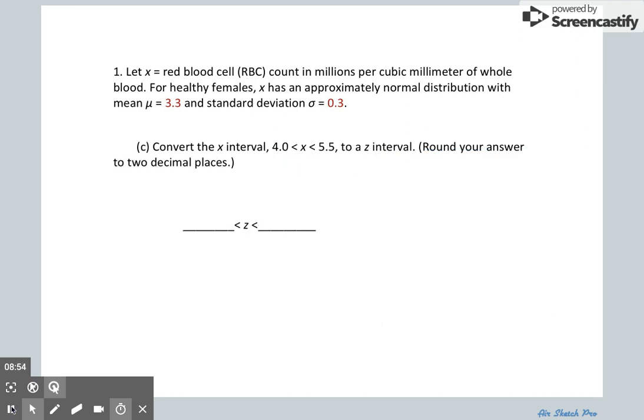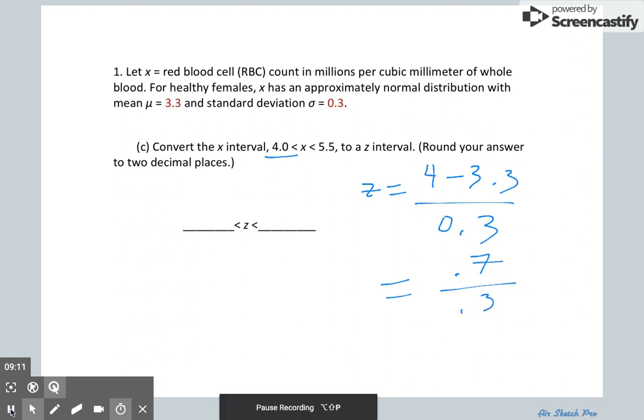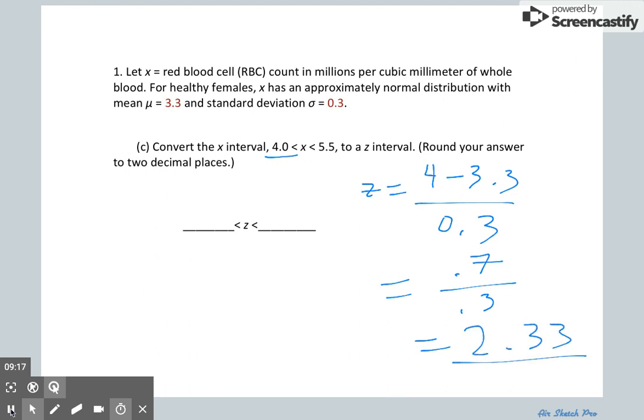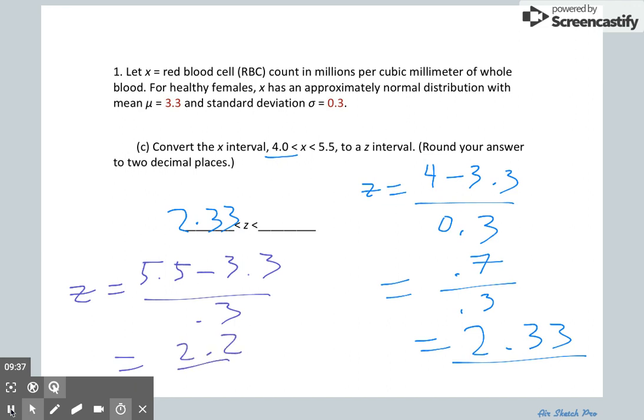All right, here we need to convert 2 different Z scores. So first, 4. If I convert 4 to a Z score, I get Z equals 4 minus 3.3 divided by 0.3. That's going to be 0.7 divided by 0.3, or 2.3333. We always round Z scores to just 2 decimal places. So I'm going to put 2.33 over there where the 4 was. And then for 5.5, the Z score is going to be 5.5 minus 3.3 divided by 0.3, which is 2.2 divided by 0.3, which is 7.33.